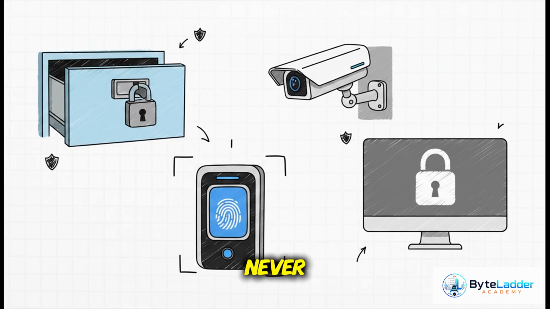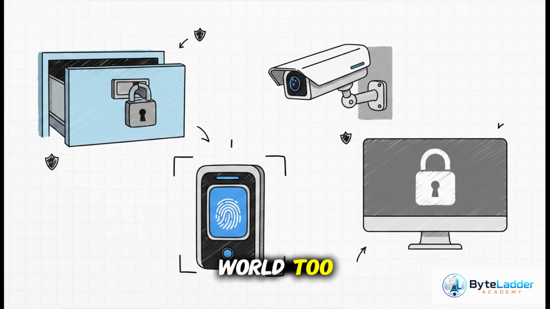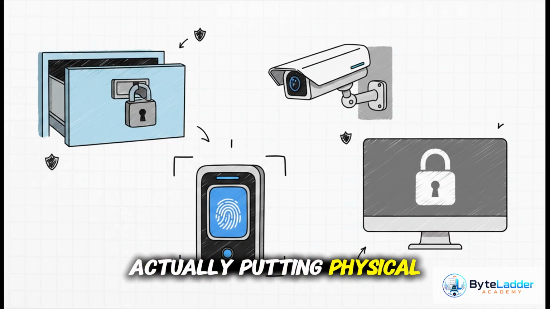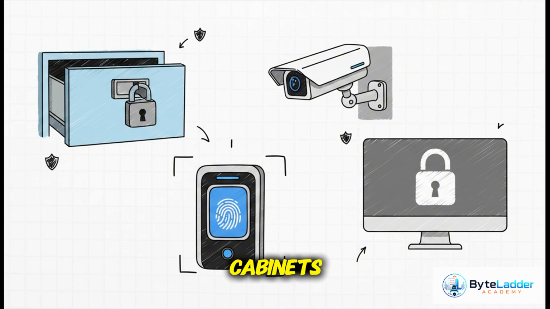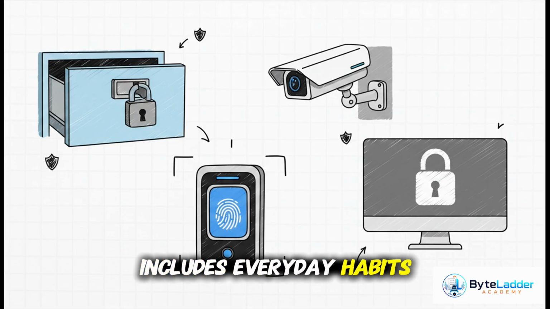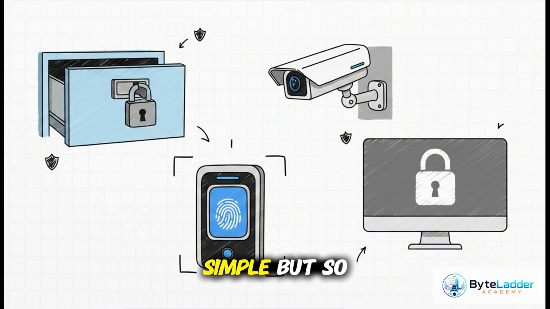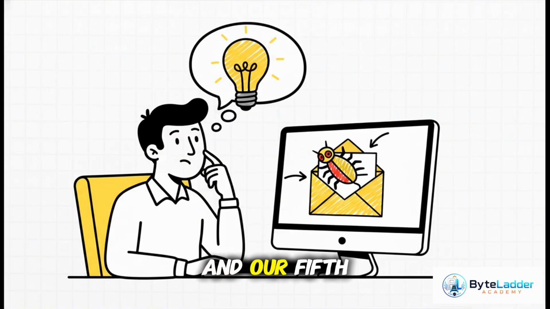Fourth, we can never, ever forget physical security. Confidentiality isn't just about digital code floating in the cloud. It's very much about the physical world, too. We're talking about actually putting physical locks on paper filing cabinets, installing biometric scanners on server room doors, and setting up security cameras. But it also includes everyday habits, like an employee just pressing the keyboard shortcut to lock their computer screen before stepping away from their workstation to grab a quick coffee. Simple, but so important.